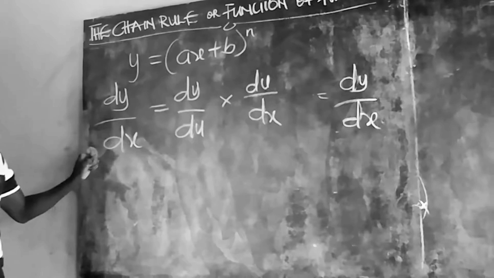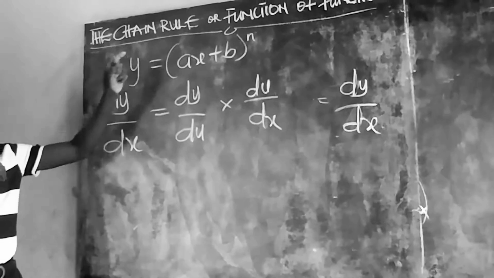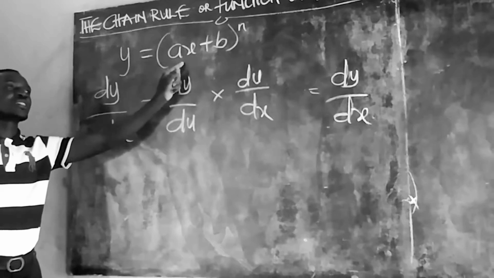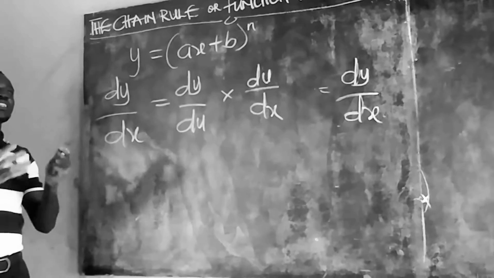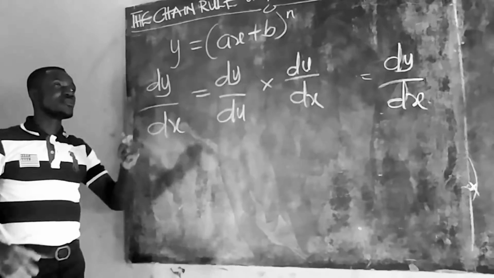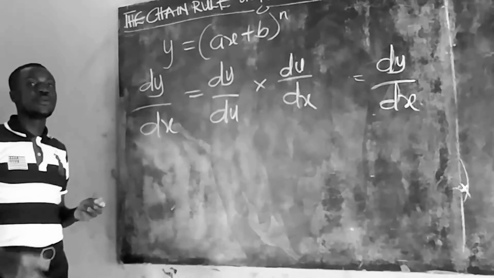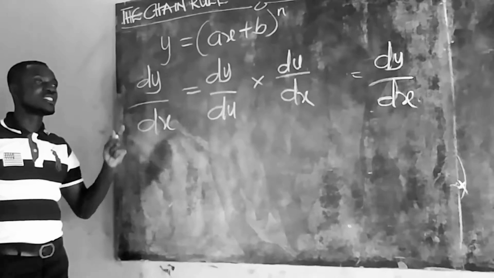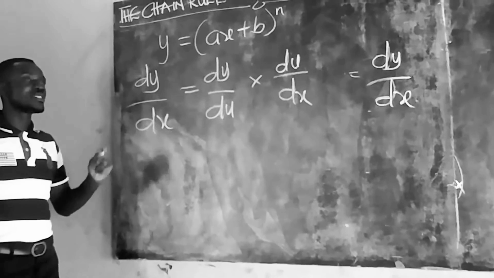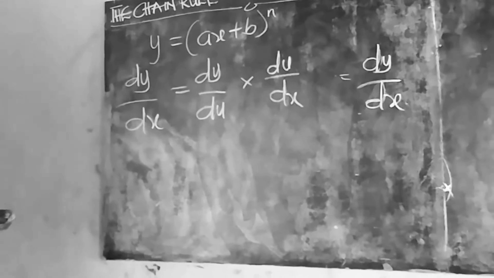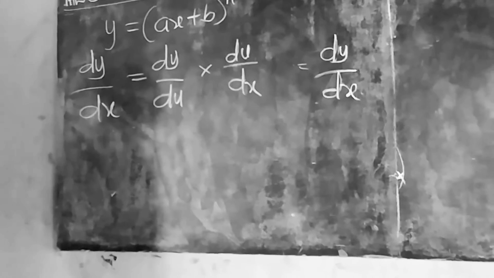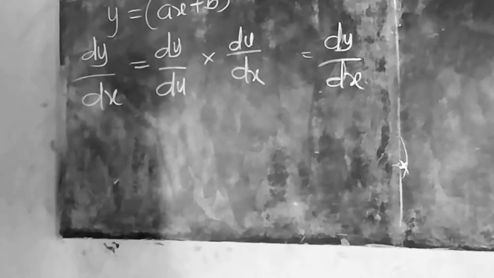In using the chain rule, or the function of functions, what you have to take note of is to always equate the term inside the bracket to u. Equate the term inside the bracket to u, and after that, you continue to solve it. I think that one will be simple for you. Now let's look at how we use the chain rule in solving questions.